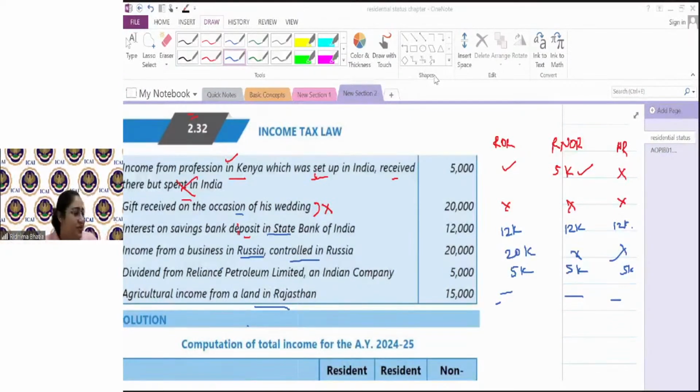ROR is such an unfortunate person. Yes, ROR is such an unfortunate person. He has to pay taxes in all the cases because government कहती है कि you are using all our resources, so you pay taxes.